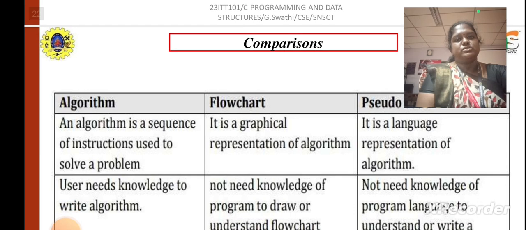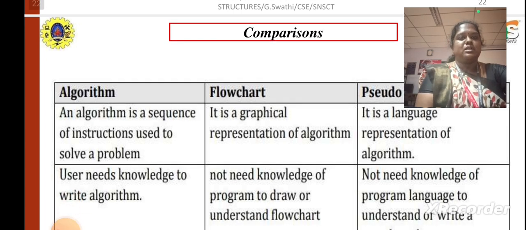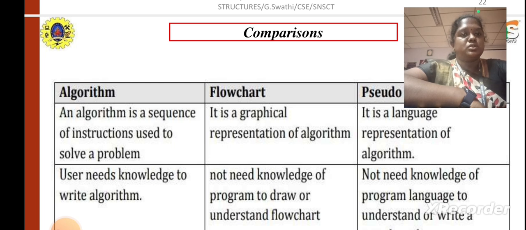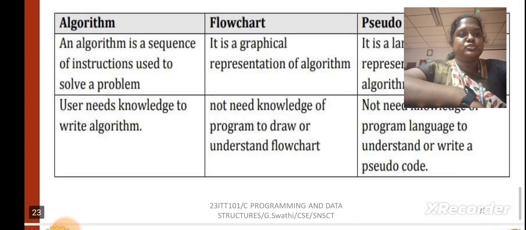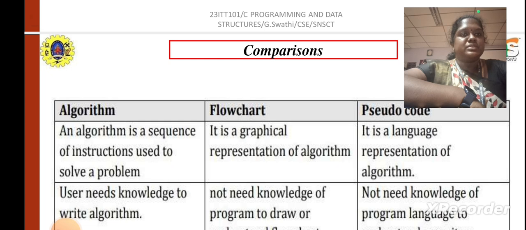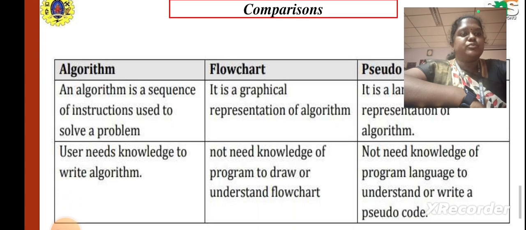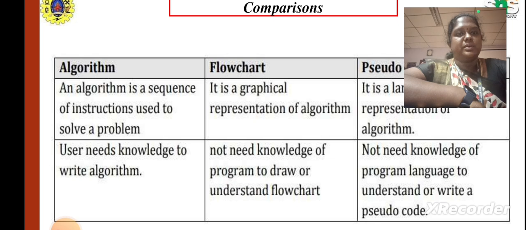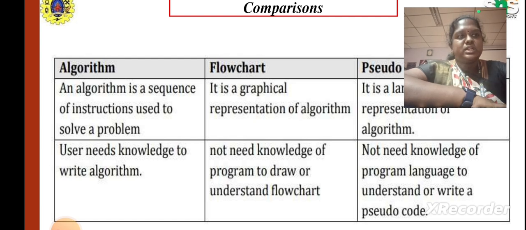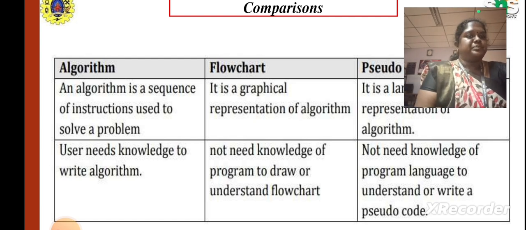Comparison of algorithm, flowchart, and pseudocode. Algorithm is a sequence of instructions used to solve a problem, and the user needs knowledge to write an algorithm. A flowchart is a graphical representation of an algorithm. No knowledge of programming is needed to draw or understand a flowchart. Pseudocode is a language representation of an algorithm. No knowledge of a programming language is needed to understand or write pseudocode. While writing a pseudocode, algorithm or flowchart, only for the algorithm is programming knowledge needed. The remaining flowchart and pseudocode are simply used for simple writing.